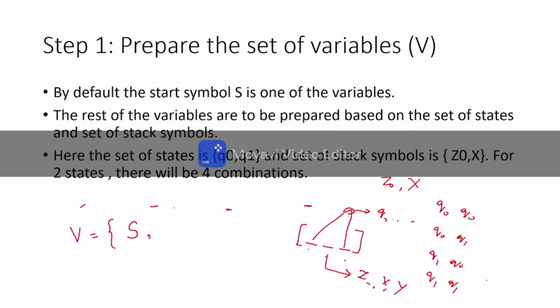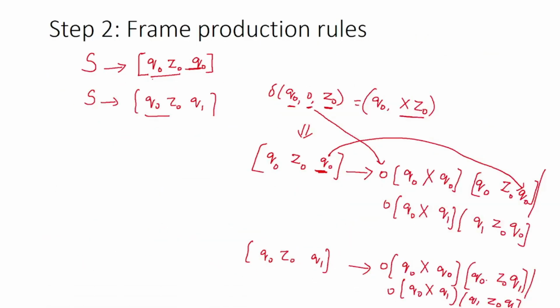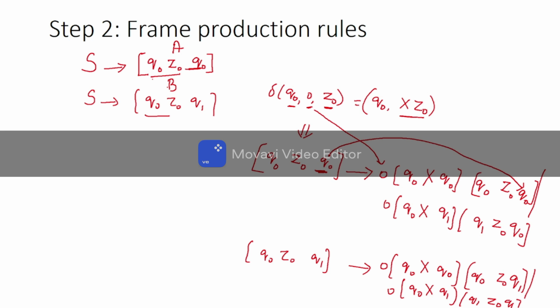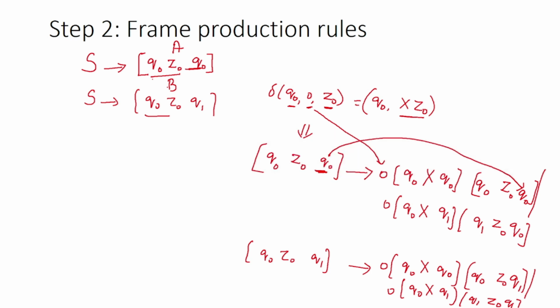Let us take capital A implies Q0 Z0 Q0. Let us take it as capital A and Q0 Z0 Q1 is taken as capital B, right. Likewise you can replace the triplets by a single variable, and you can simplify the grammar by removing the useless symbols and also unreachable symbols, and after removing you will be getting a simplified grammar, that will be your result, right. So, this is how we can construct the context free grammar.